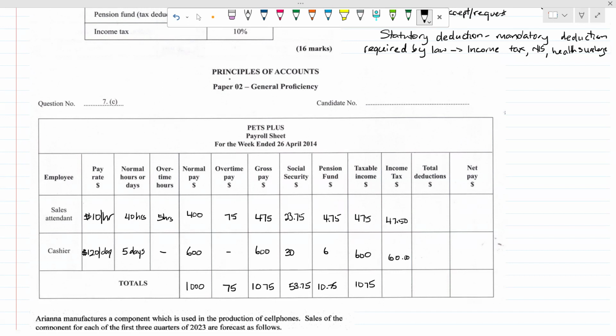So you had to add up all of these deductions from here, here, and here. 23.75 plus 4.75 plus 47.5. 76 is my total deductions. And 30 plus 6 plus 60. 96 is my total deductions. 47.50 plus the 60, and then add this.